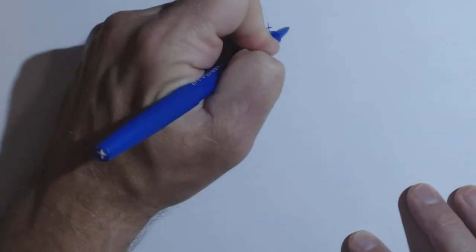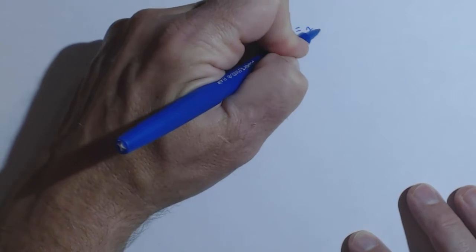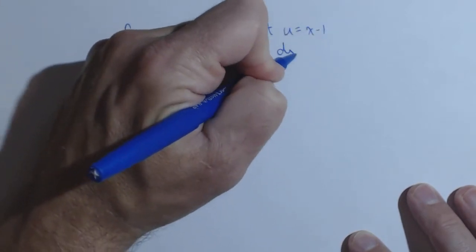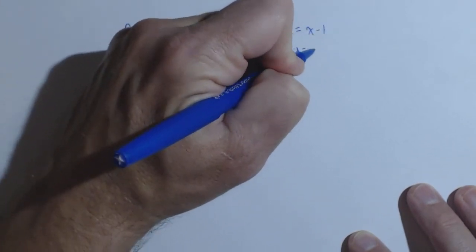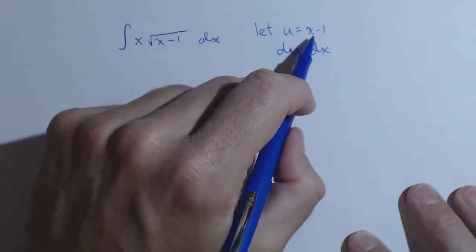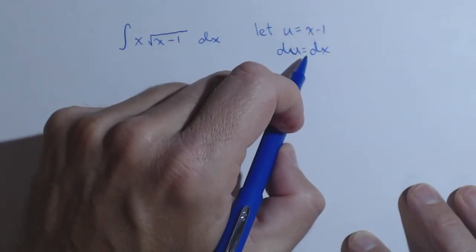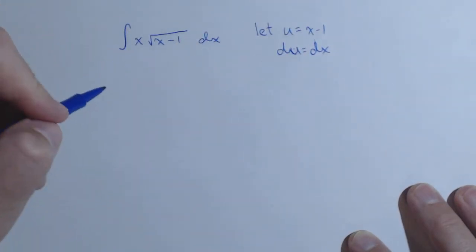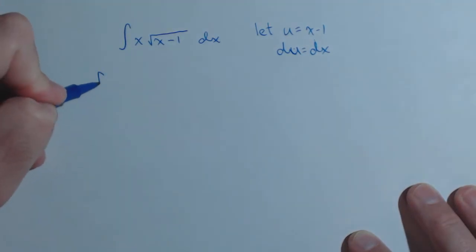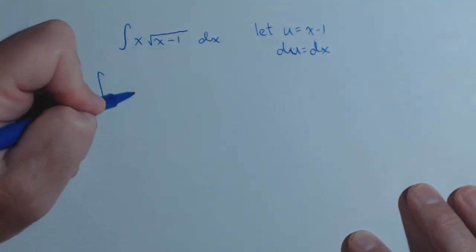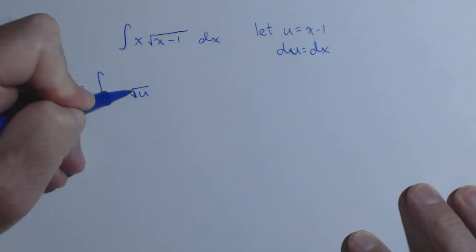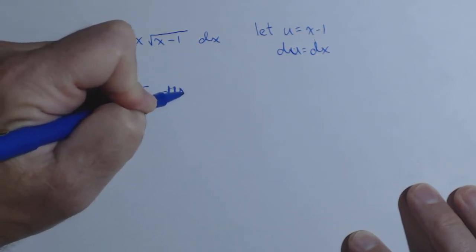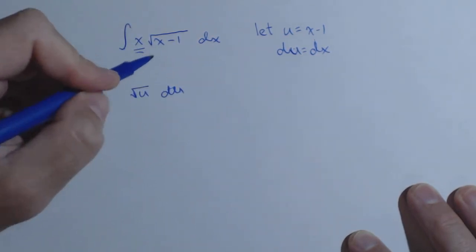So I'm going to let u equal x minus 1, because I know I can make that one because du then is just dx. If there was a constant multiplied by x, that still wouldn't be a problem. Now when I go to make my substitution, this is going to become a square root of u, and that's going to become a du, but right now we still have an x, and we can't have an x in there.